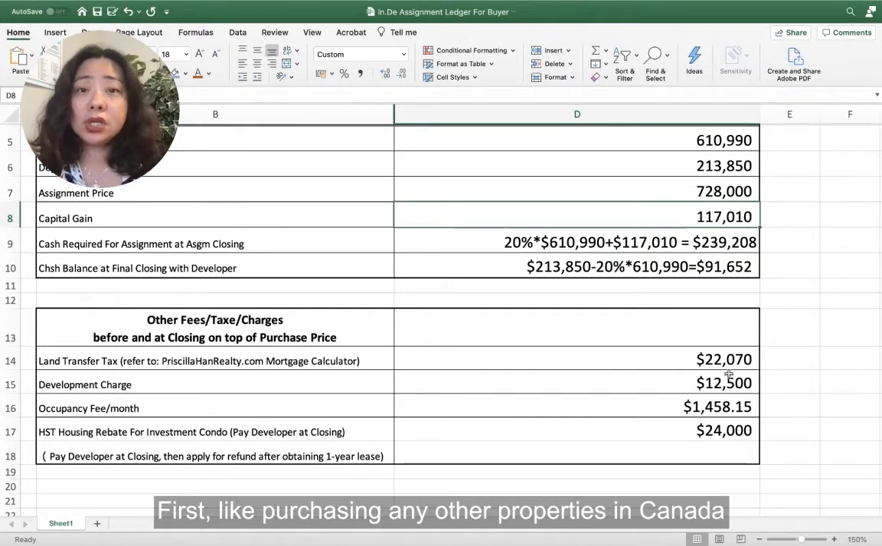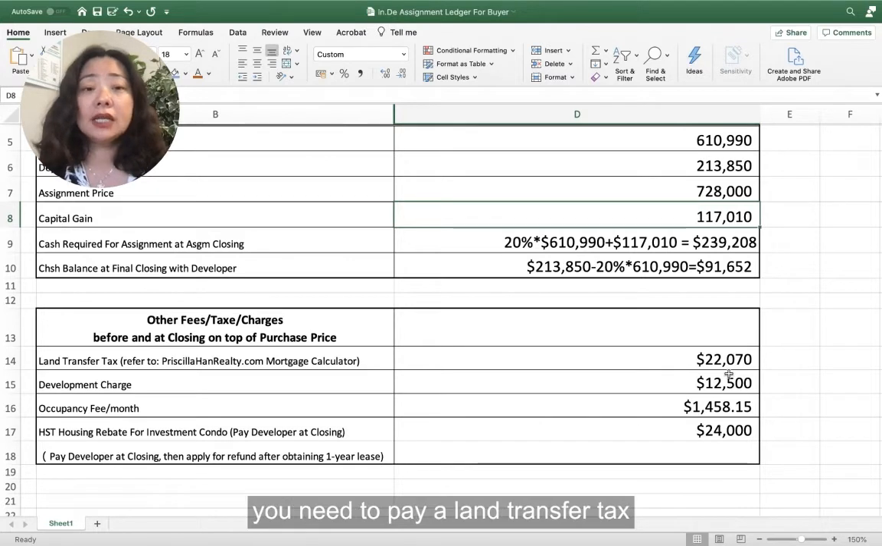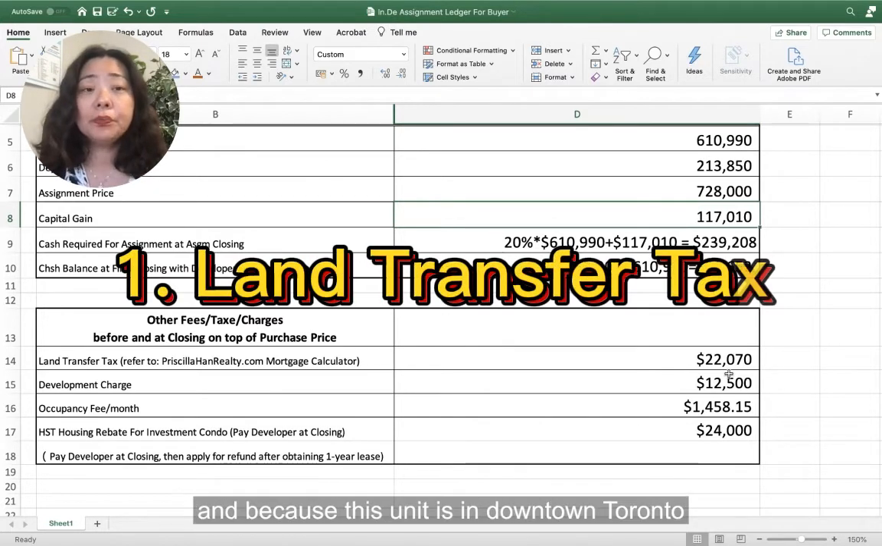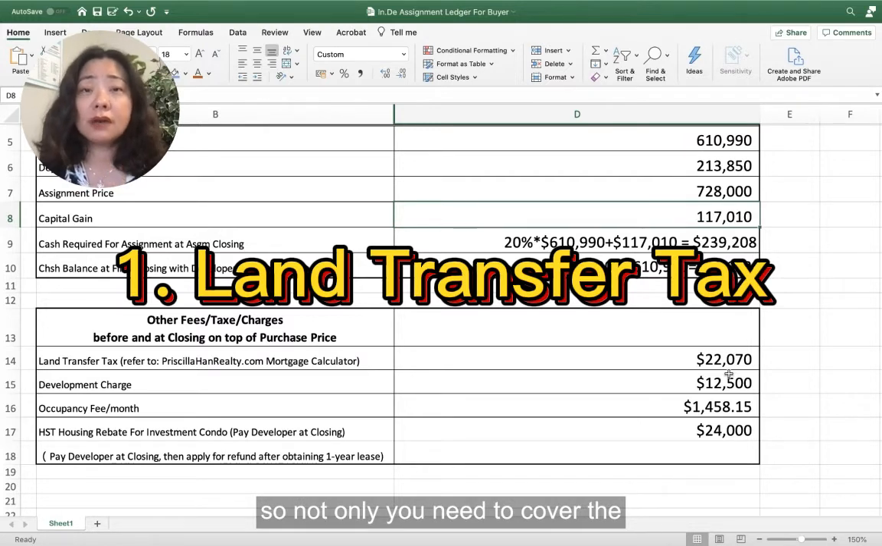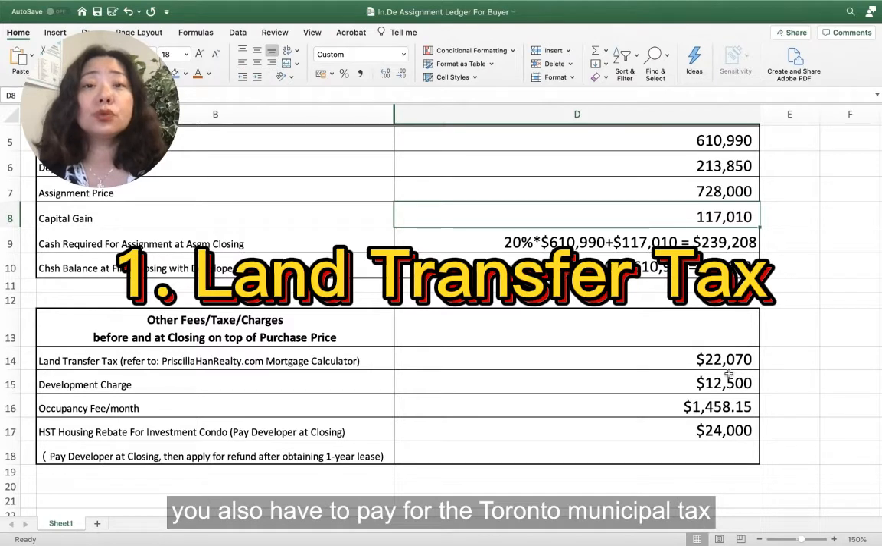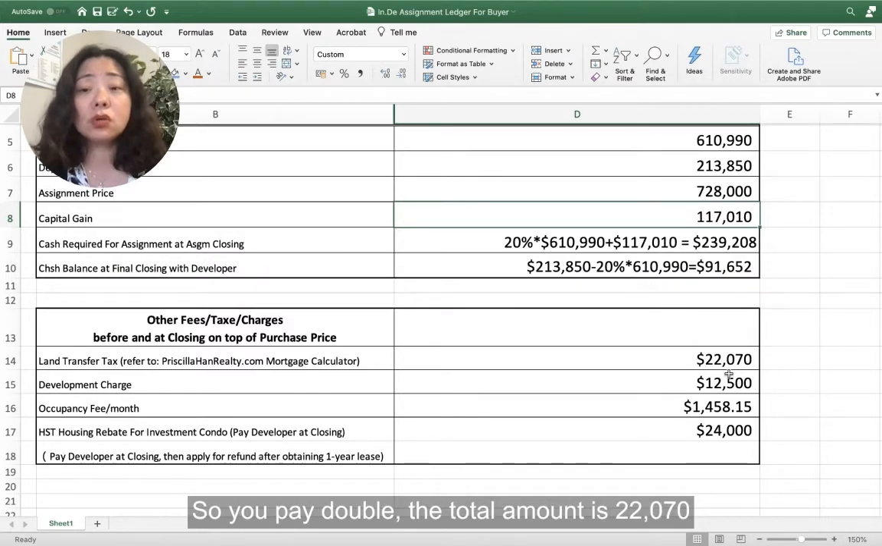First, like purchasing any other property in Canada, you need to pay a land transfer tax. And because this unit is in downtown Toronto, not only do you need to cover the Ontario provincial land transfer tax, you also have to pay the Toronto municipal tax. So you pay double. The total amount is $22,070.